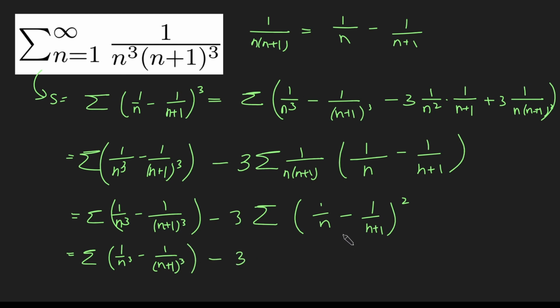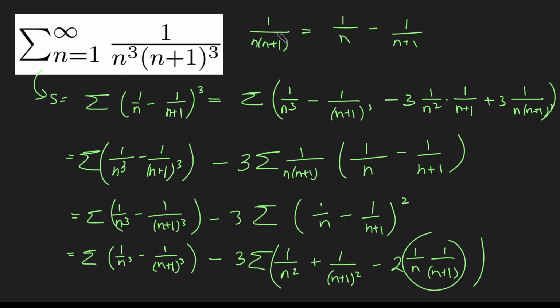And now this thing here, well, again, we can expand. So this is going to be 1 over n squared plus 1 over (n plus 1) squared minus 2 lots of 1 over n times 1 over (n plus 1). But this here is again this identity. So in fact, I can write that as 1 over n minus 1 over n plus 1, like so.